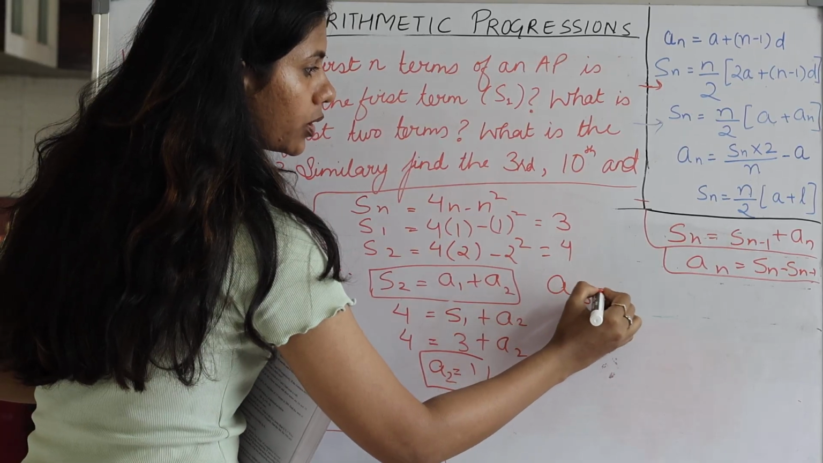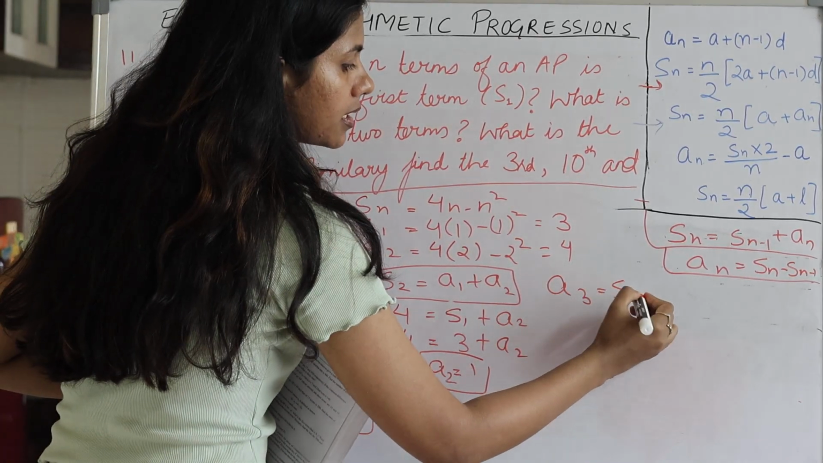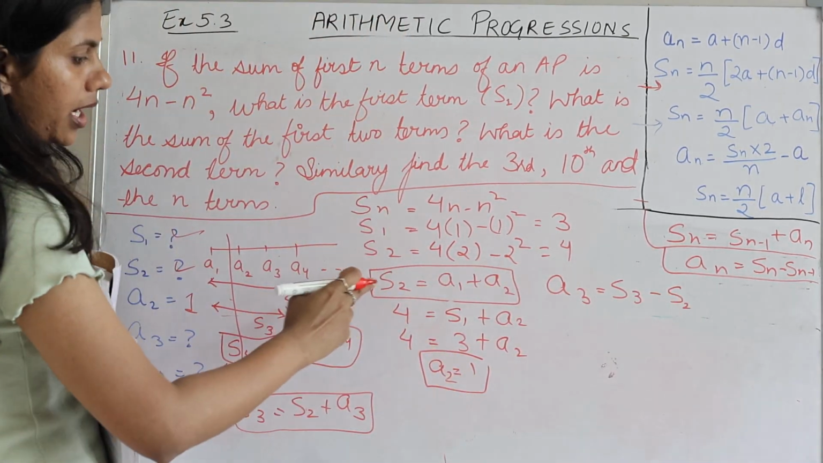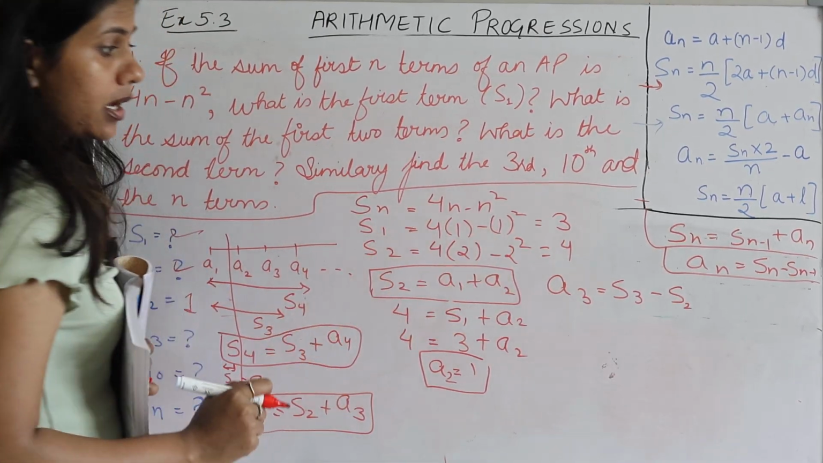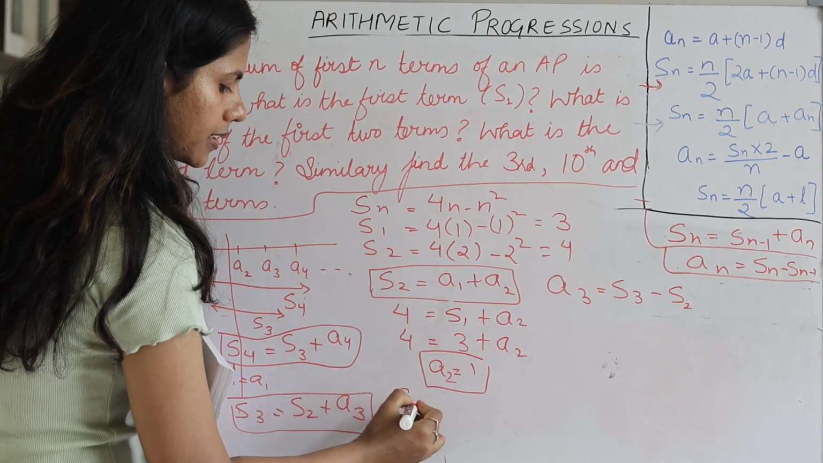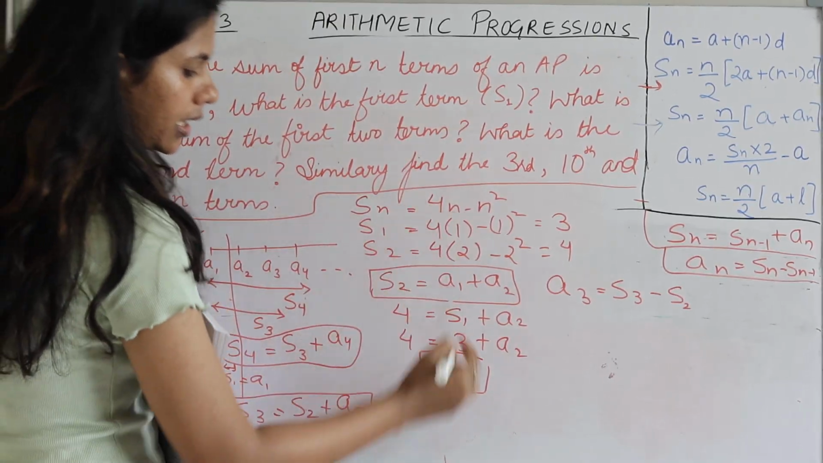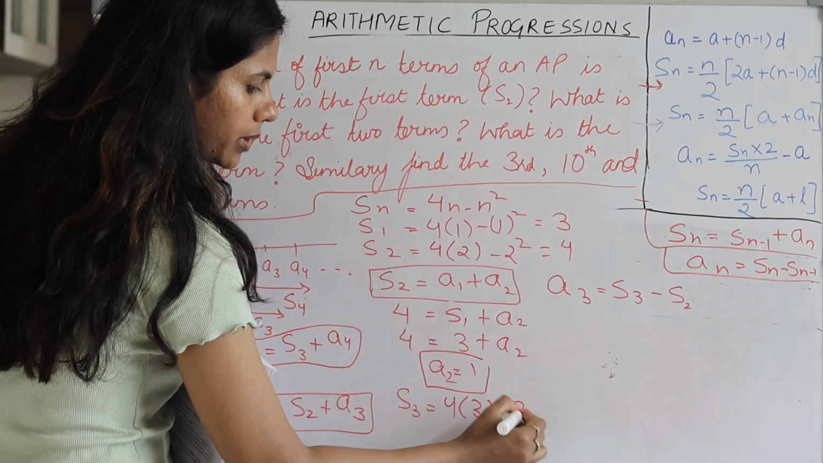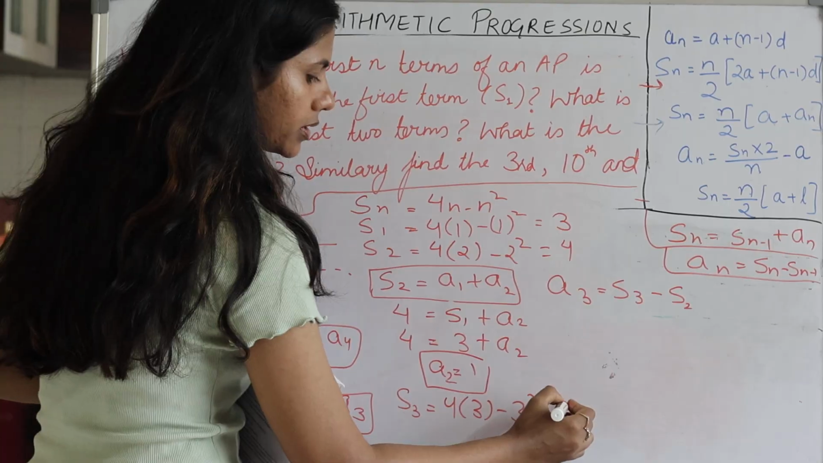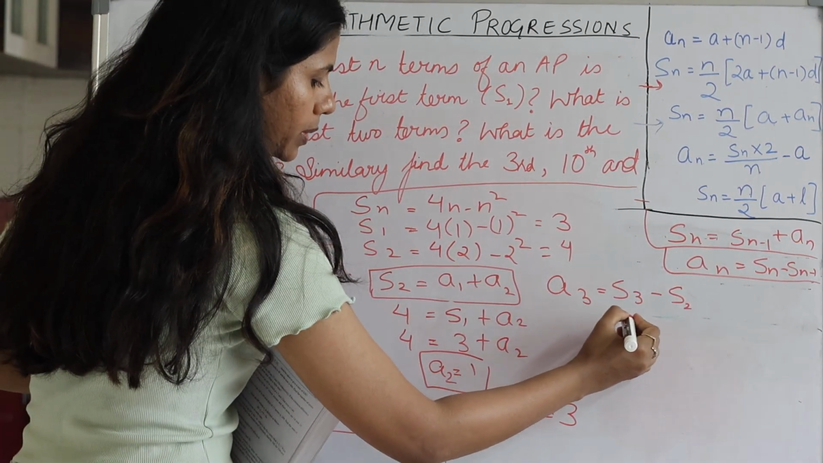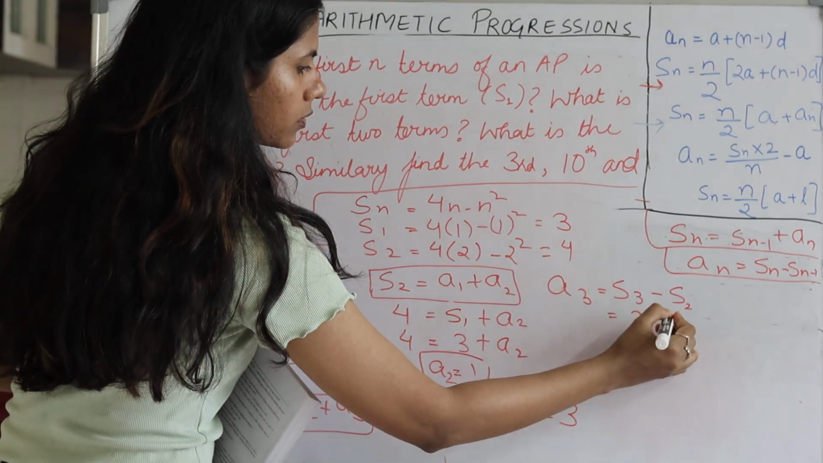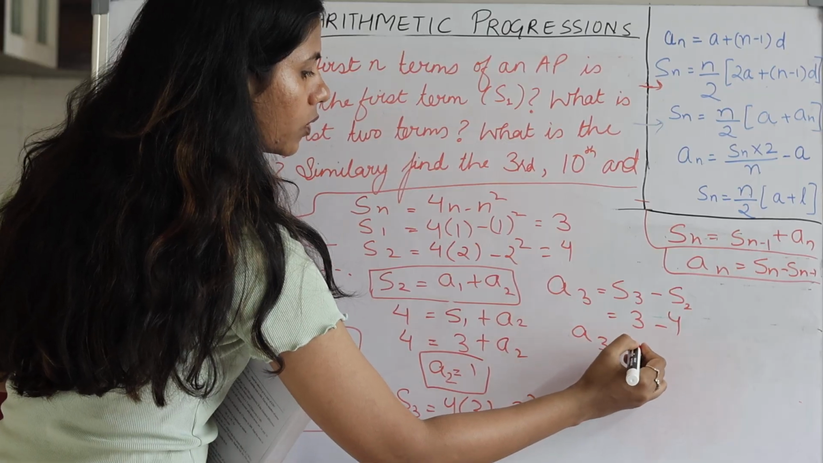Now A3 equal to Sn, which is S3, minus Sn minus 1, which is S2. We have the value of S2 here, 4, but we want the value of S3 also to find out A3. So S3 is equal to, again putting in this formula, 4 times 3 minus 3 square, which is 12 minus 9, which is 3. So A3 equals 3 minus S2. S2 is 4. So A3 is minus 1.